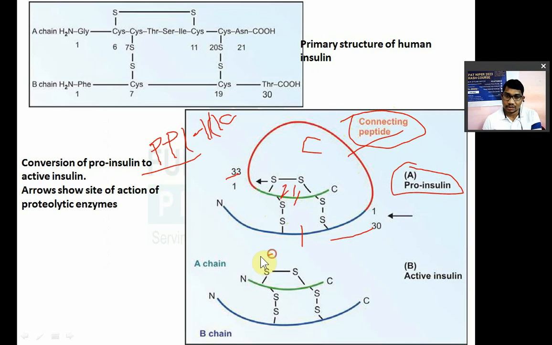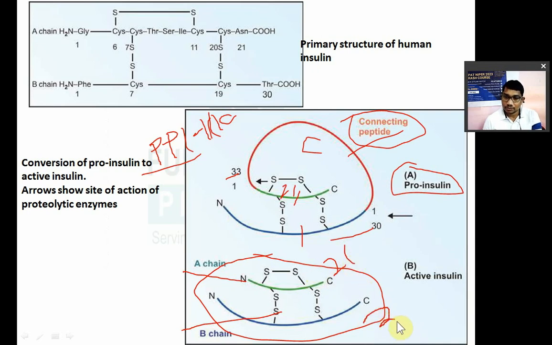Now insulin has 2 polypeptide chains. This is known as chain A and this is known as chain B. In case of insulin, chain A has 21 amino acids and chain B has 30 amino acids. So insulin is having 51 amino acids. This is the conversion of pro insulin to active insulin.